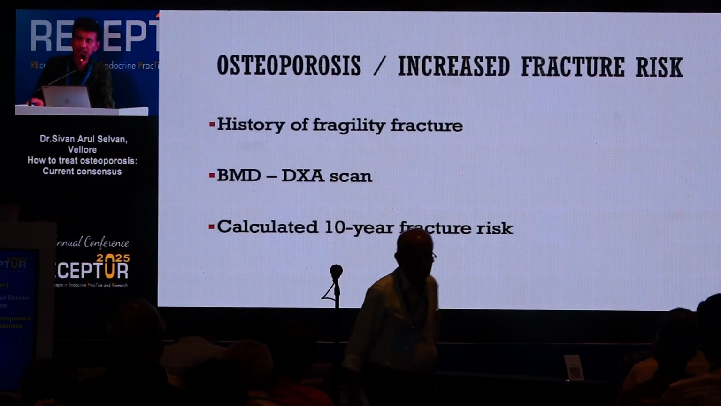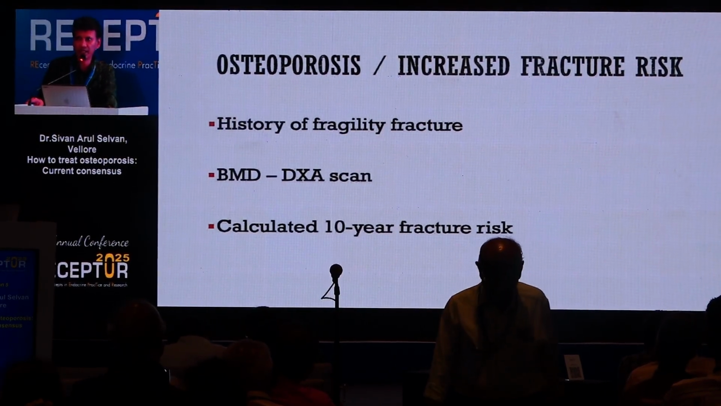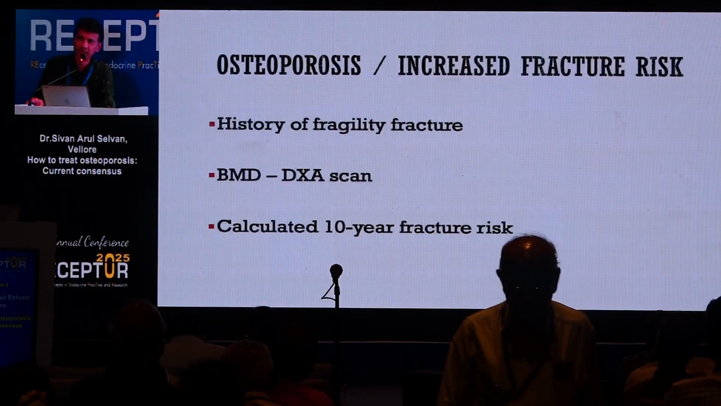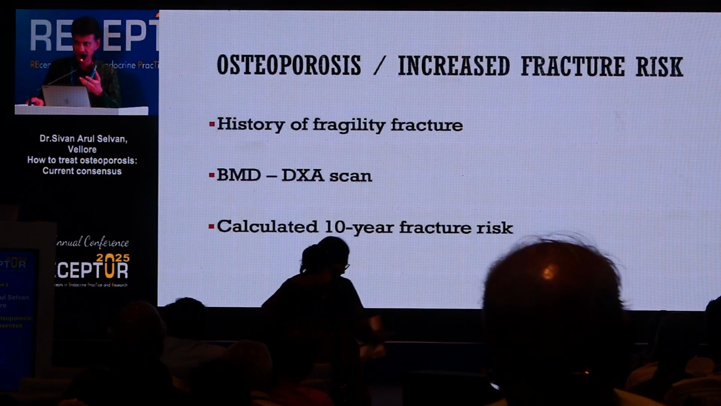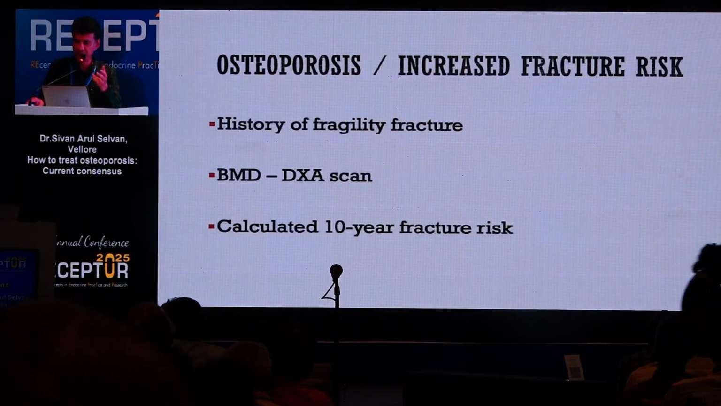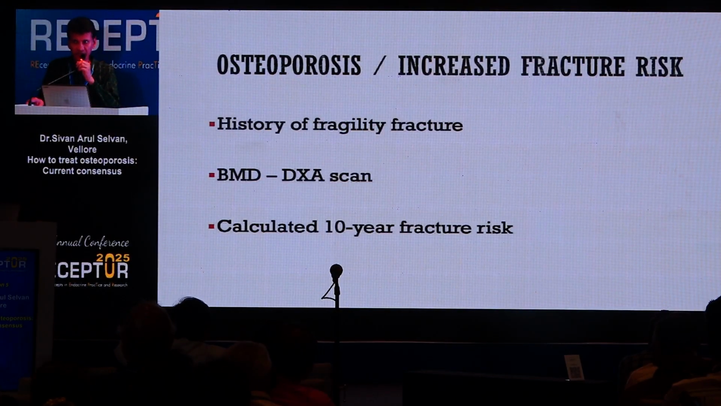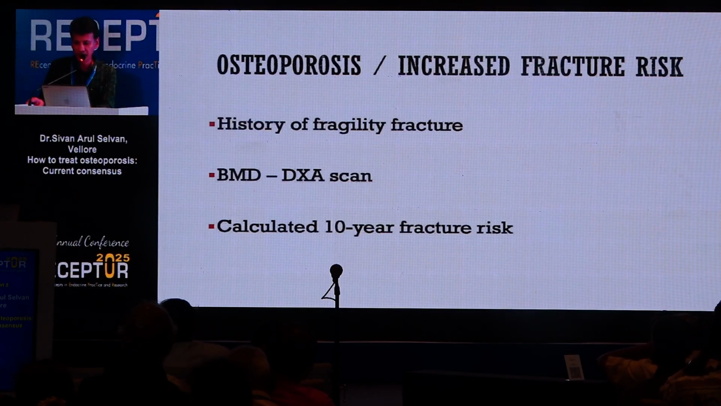Basically, there are three things with which you say the patient is at risk for fracture. One is when there is a history of fragility fracture, there is no need for any test. You can conclude that the patient has already had an event, so he is at risk for future fracture. Or the BMD DEXA scan shows the bone mineral density is low beyond a particular limit. Or you can calculate the 10-year risk of fracture. If the patient fits into any of these, then you can decide on treatment.